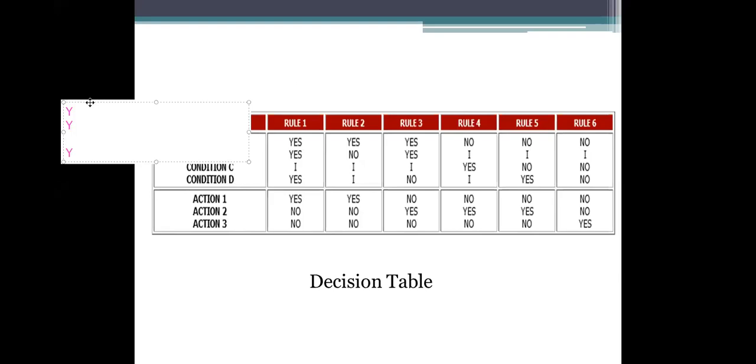So what could be the value of C? Whether it is yes or no, the values of the others will not change. So Y and Y. This is for rule 1.